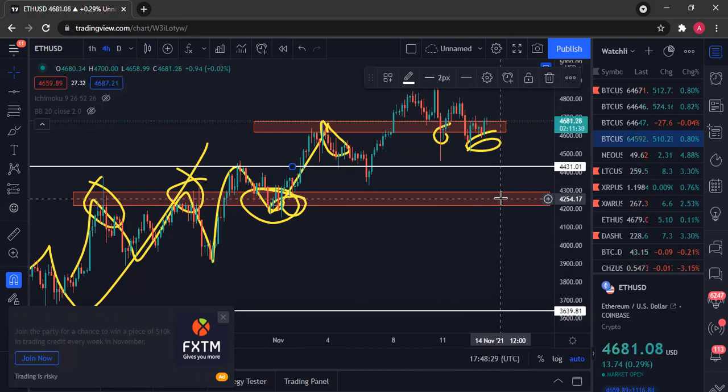So in our next video, I'm going to be giving you tips on how to identify and different scopes to use to identify a strong support and resistance and a weak support and resistance.